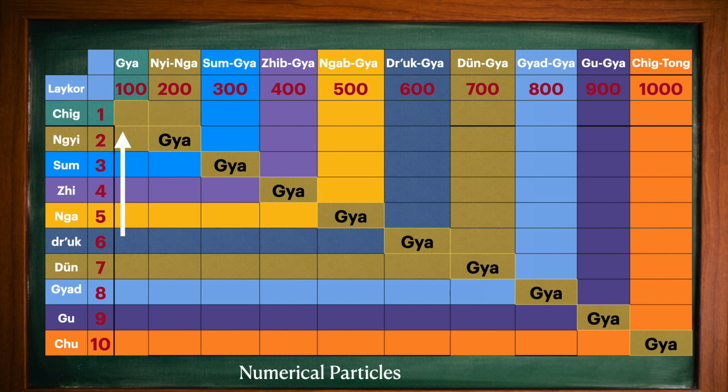So let me read all of them once again. So there will be chikya, nyikya, sumkya, shipkya, ngapkya, trukya, dunkya, gekya, gupkya. And 1,000 in Tibetan is tong. So the same technique of numbers for 100 applies to 1,000 as well. So we have chik tong, ni tong, sum tong, shi tong, and so on.